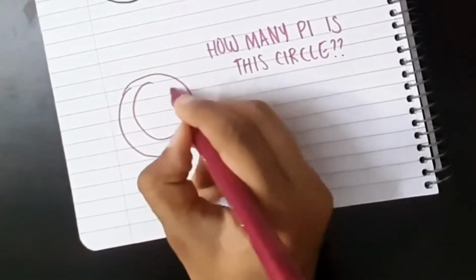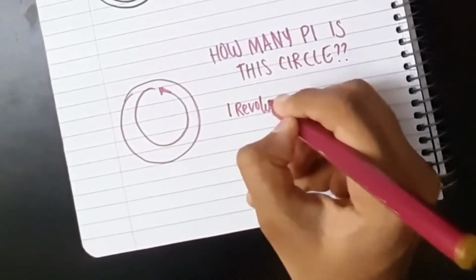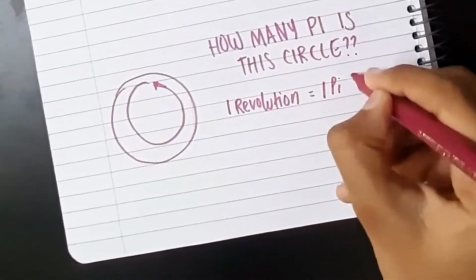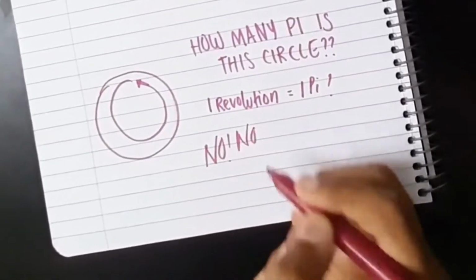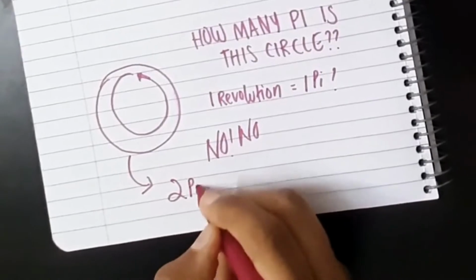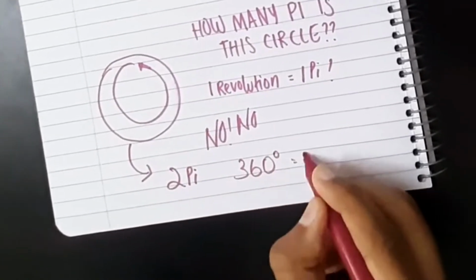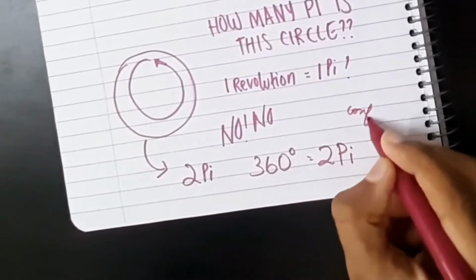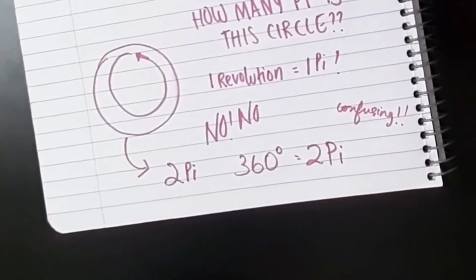Okay? Take this circle, okay? How many pi would you say this circle is? It's one circle. So, 1 pi, right? But no, this is 2 pi. A whole 360 degrees is 2 pi. Do you see how confusing that can get?